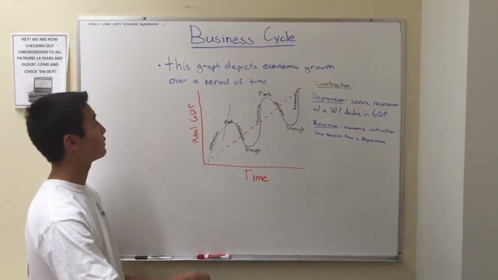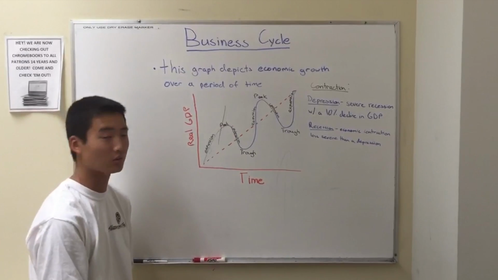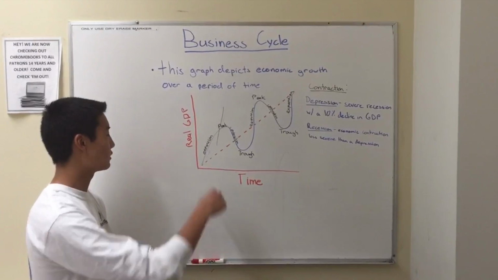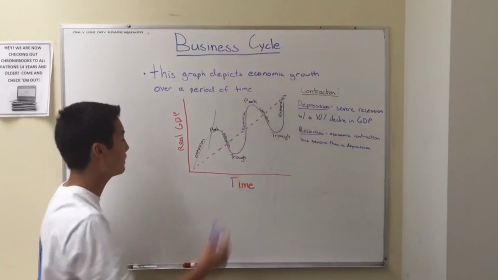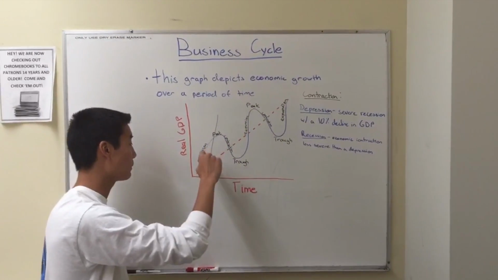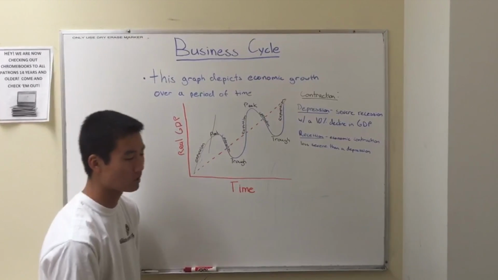So next we're going to move on to the business cycle. A business cycle shows the economic growth over a period of time for a country. So this is kind of what the business cycle looks like. It goes up, down, up, down, up. So when it goes up, that's an expansion period. An expansion period is when a country is experiencing large economic growth.